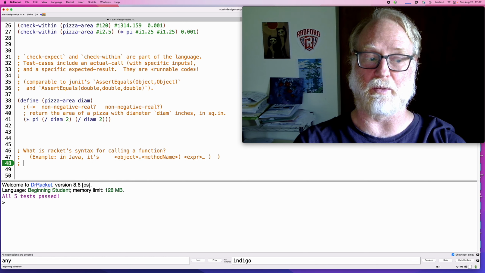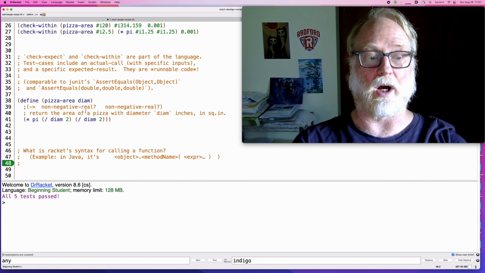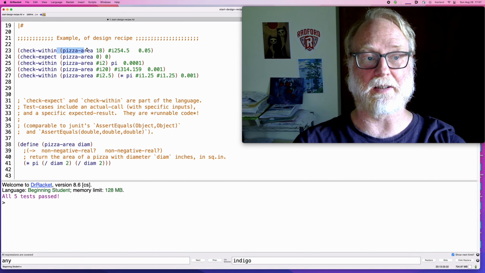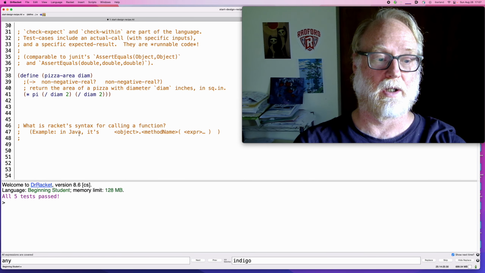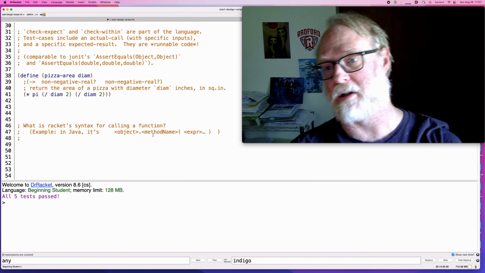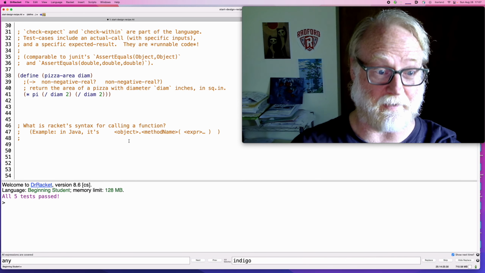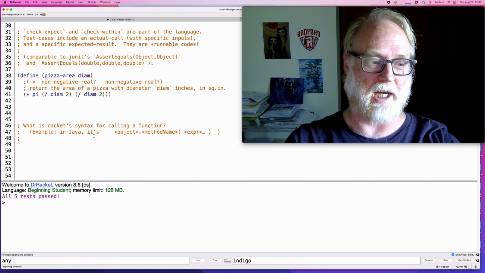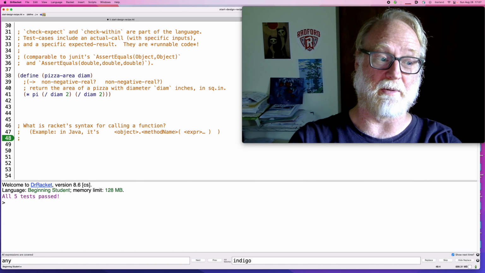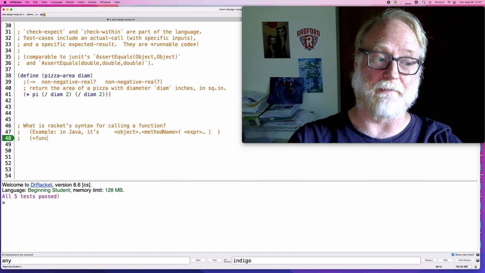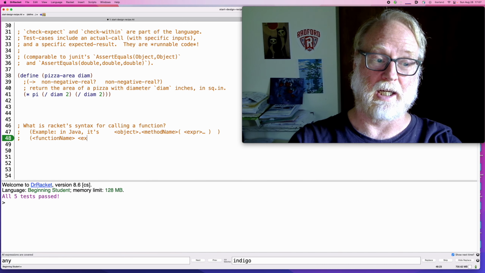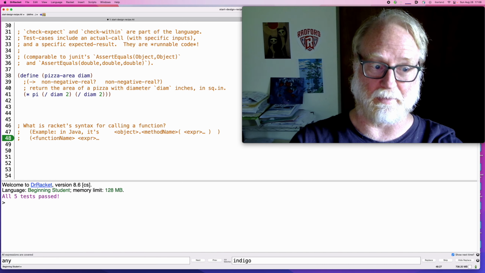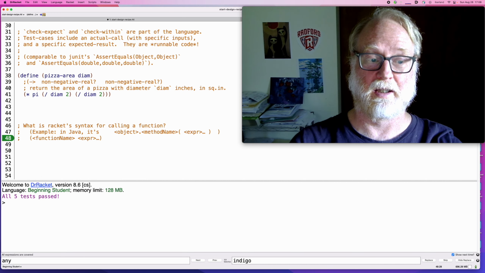What's the syntax in Racket for calling a function? And we saw several examples here, and I've seen lots of examples. Oh, I didn't want calling a function. I wanted defining a function. Well, this is good review too. In Racket, we decided it was open paren, and then function name, and then the inputs that it wants. There.